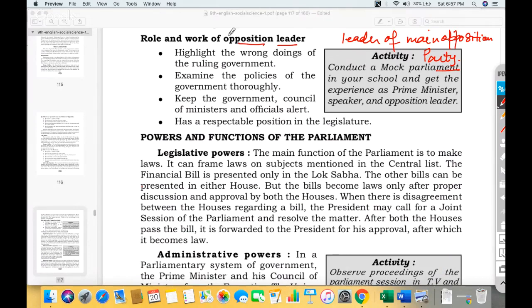For the post of opposition leader, the main opposition should get 1/10 of 545 members, which is 54.5. So this is integer to be rounded off to next integer greater than this, 55. So at least 55 members should be there for the post.